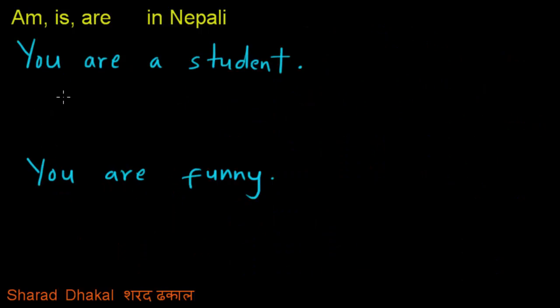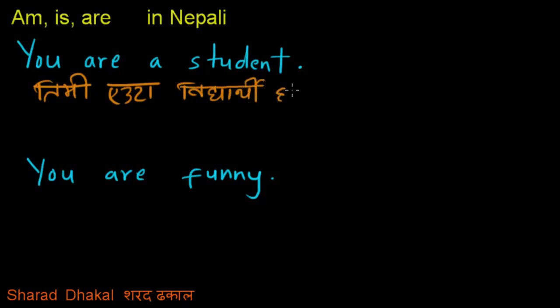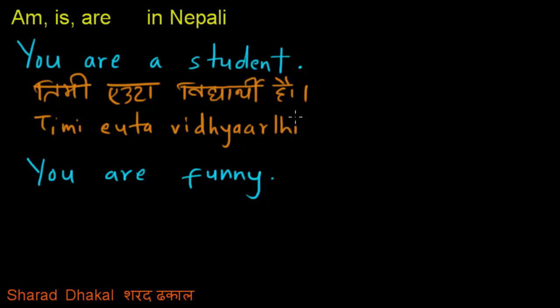Now you are a student when you are talking with somebody younger than you. Timi euta bidyarthi ho. You is timi and are is ho here, and student is vidyarthi, and a is euta.